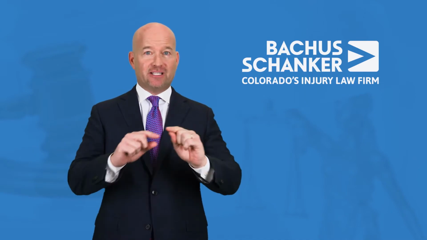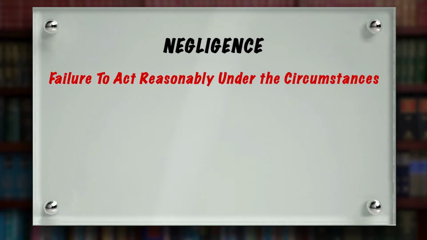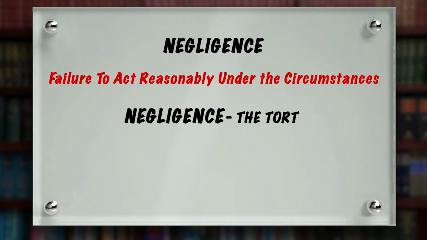First, negligence itself is just the failure to act reasonably under the circumstances in terms of your interaction with others. That's it. But the second definition of negligence has to do with negligence, the tort. Negligence, the tort, requires that you prove three things.